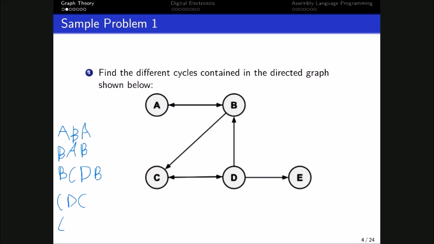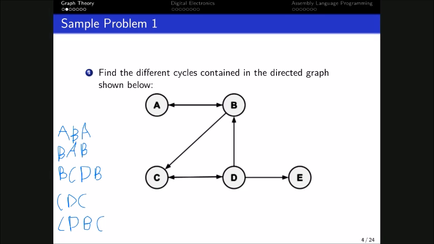And this might seem like a lot of work, but that's just because I'm explaining it and explicitly going through all of it. As you do a couple more sample problems, you'll get the gist of it, and you'll be able to do it a lot faster. Right, so C, D, B, C, like that. And so that's the only other possible cycle if we don't want to look into any repeats or anything.